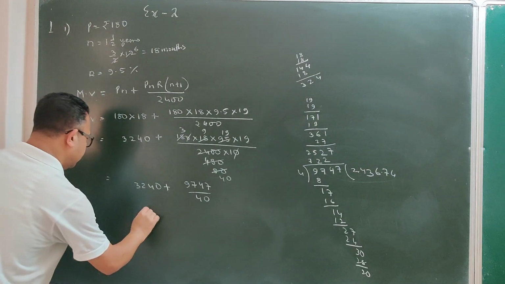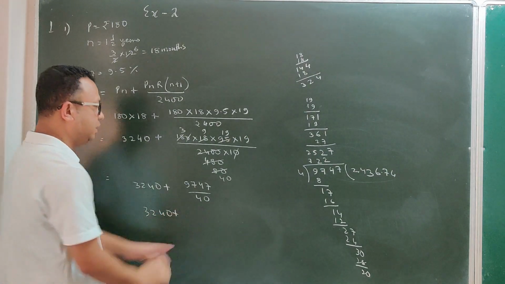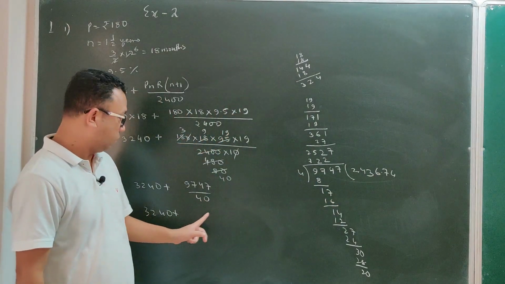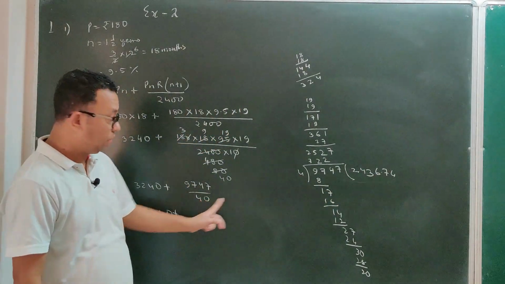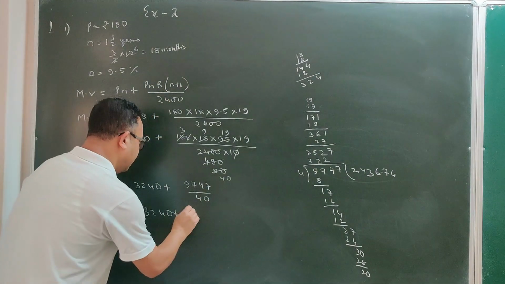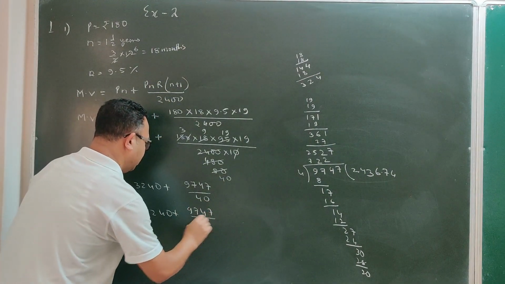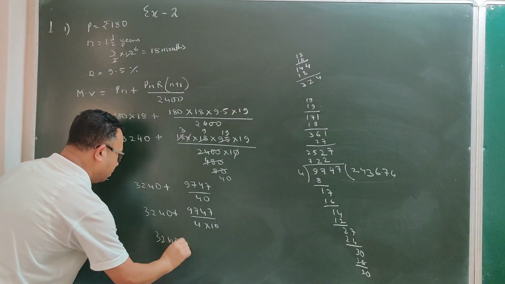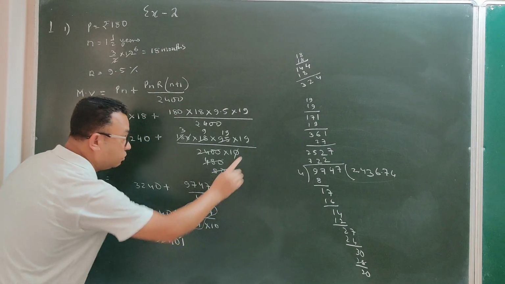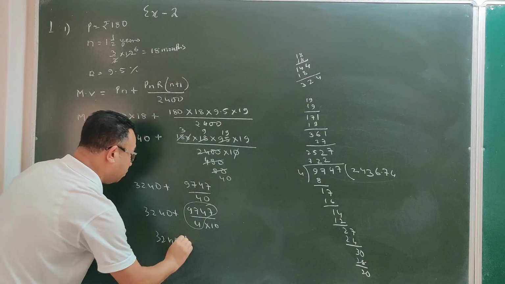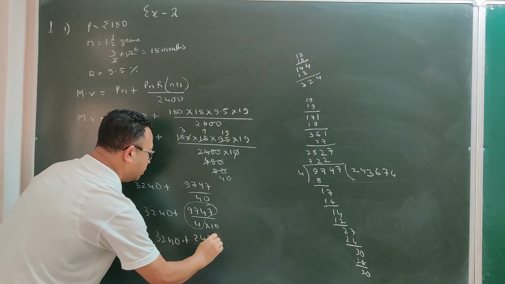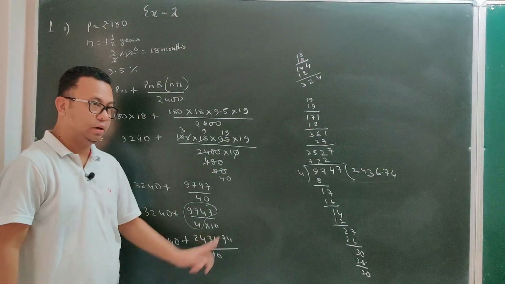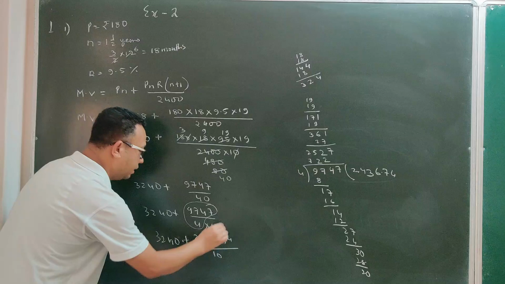Then this is 3240 plus, since I got 2436.74, now there is also one more decimal, because this is 40, I divided by 4, but it is 9747 divided by 4 into 10. So that is 3240 plus this part division I have already done, which is equal to 2436.74. Now further I have to divide it by 10, because 4 into 10 means the decimal gets shifted here.